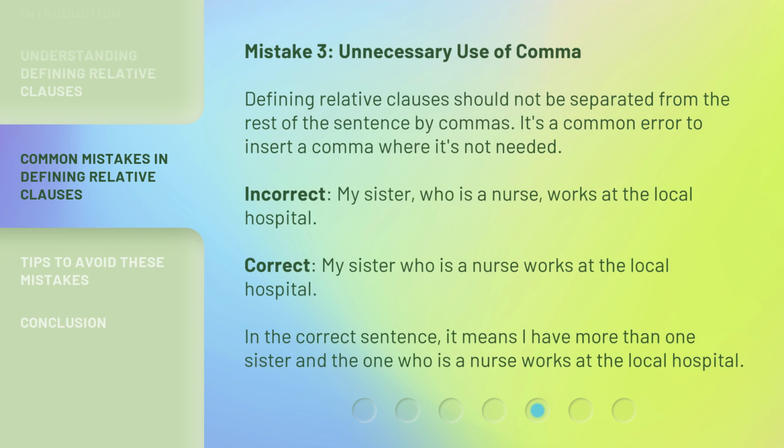Mistake 3. Unnecessary use of comma. Defining relative clauses should not be separated from the rest of the sentence by commas. It's a common error to insert a comma where it's not needed. Incorrect. My sister, who is a nurse, works at the local hospital. Correct. My sister who is a nurse works at the local hospital. In the correct sentence, it means I have more than one sister and the one who is a nurse works at the local hospital.